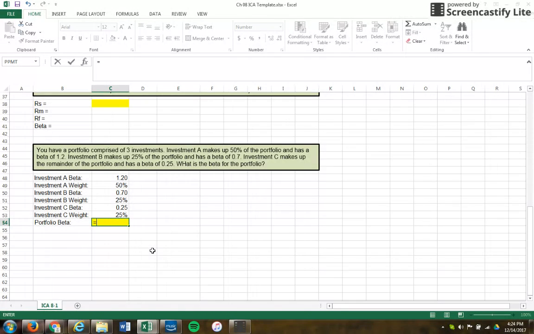So to do that, we take our investment A beta times 50% plus investment B beta times 25% plus investment C beta times 25%. It's that easy. And so that gives us an overall portfolio beta of about 0.84.